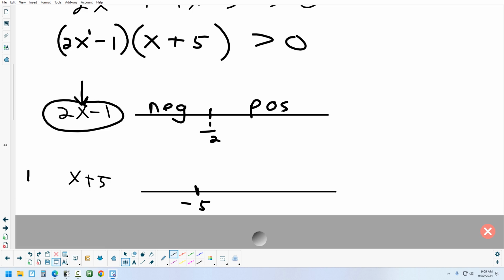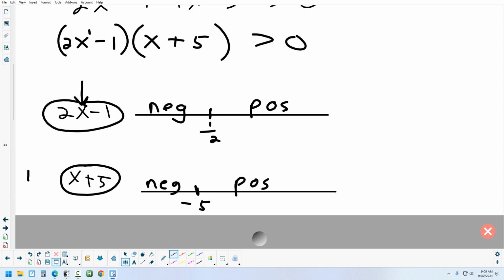For the top factor, let's do the bottom one. What if I plug in a number smaller than -5, like -8? What would I get for my number there? Negative. And if I plug in a number bigger than -5, like 0, I would get a positive. Okay, so that's the directions up to the step that I've given you so far. Any questions on the number line?